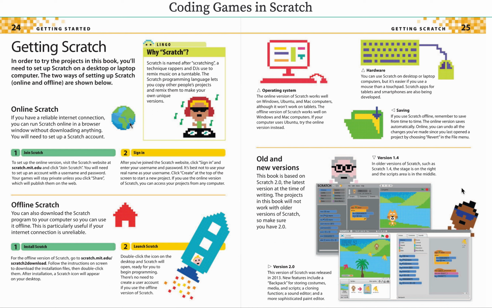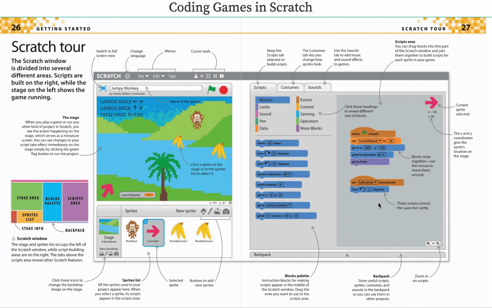Getting Scratch. So in order to try the projects, what we need to do is go online and go to scratch.mit.edu and just join Scratch. Yeah, and you can do it on any operating system, whatever computer you have, it works. And here's a quick tour of the UI in Scratch. The Scratch window is divided into several different areas. The main thing is the green flag when you run your program, and the red stop button to stop it.